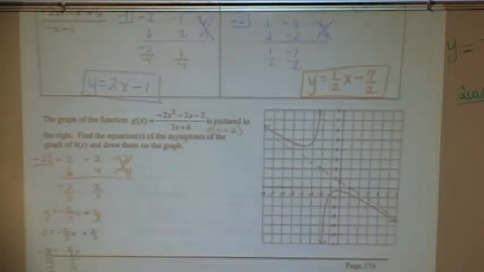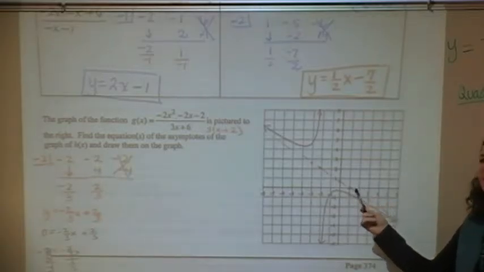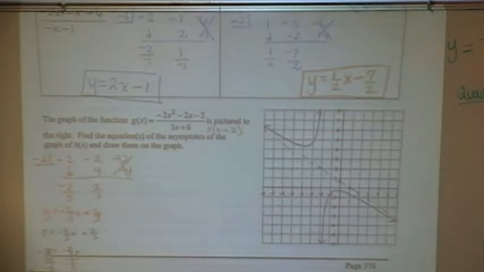Okay, it looks kind of like that. Everybody okay? This one came out real nice, by the way. The x-intercept's 1, so put a dot there and put a dot at 2/3. That's it. Okay, so now we need our vertical asymptote.